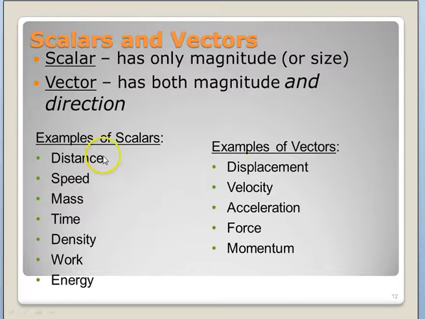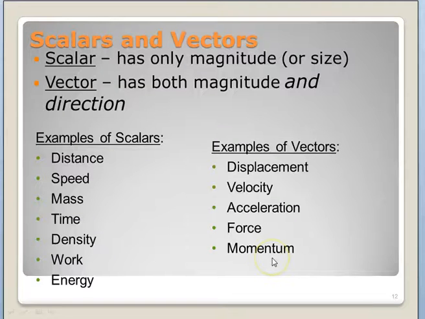As opposed to these, which are vectors. Displacement is the vector counterpart of distance. Velocity is the vector counterpart of speed. Acceleration, force, momentum, these are all vectors. They have magnitude as well as direction. Okay, so we have scalar quantities, we have vector quantities. All right, so that's scalars and vectors.